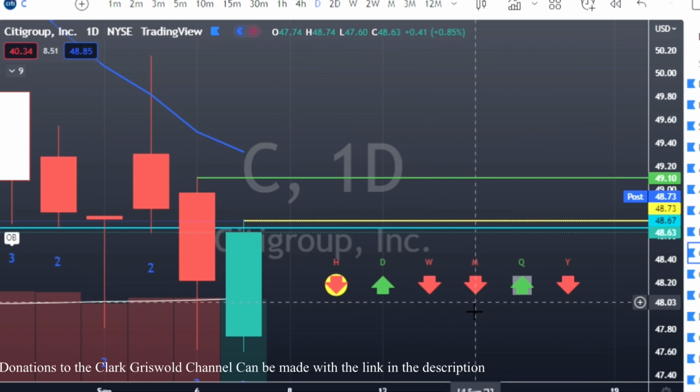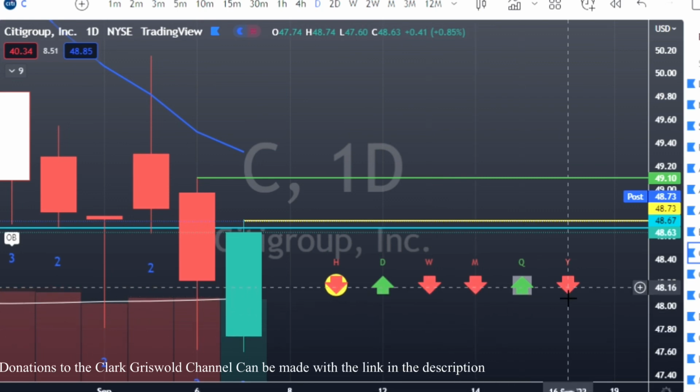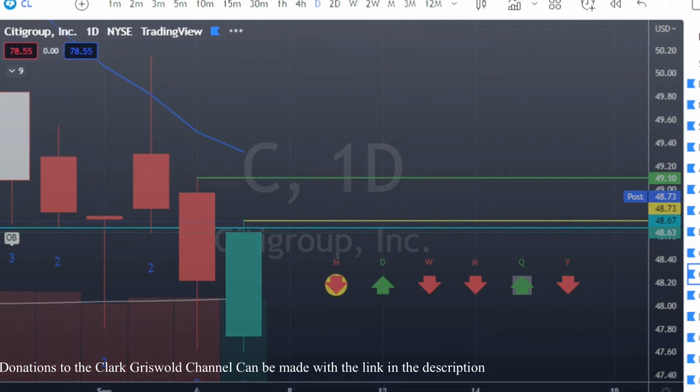But this time frame, again, I really would like to see the week in the same direction. I'll take the trade on the hourly and the daily. The weekly gives you a higher probability, just like the monthly does, the quarterly does, and the yearly does. The more you have, the higher probability you have of that trade being successful.